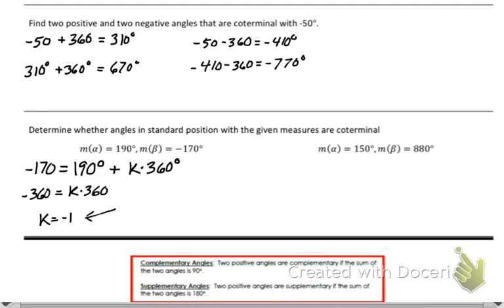This negative 1 tells me it's negative 1 full rotation. If this was negative 2, it'd be negative 2 full rotations. So this is negative 1 full rotation. So it is coterminal.